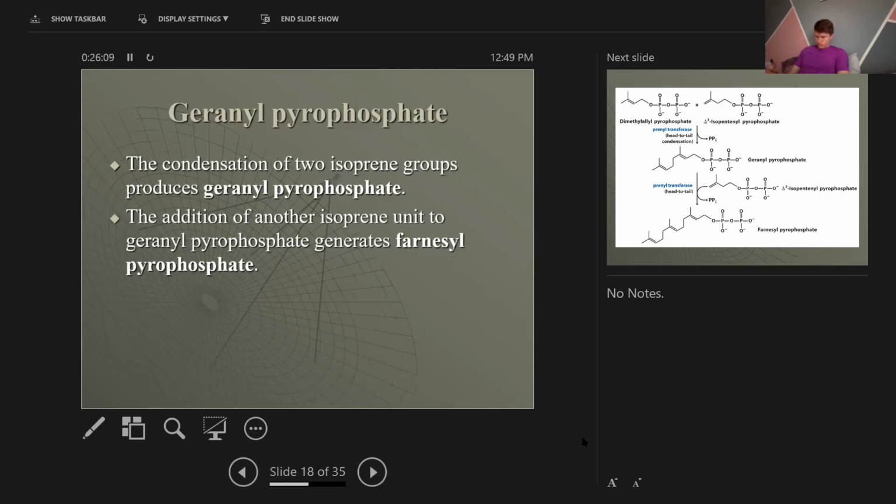Now, you're going to add yet another isoprene unit to the geranyl pyrophosphate, head to tail, and now you get farnesyl pyrophosphate. So the prenyl transferase is a rather busy enzyme, as you can see. So it's the head of the dimethylallyl attached to the tail of the isopentenyl. Yep. And then the head goes to the tail of the geranyl to make the C15 farnesyl.